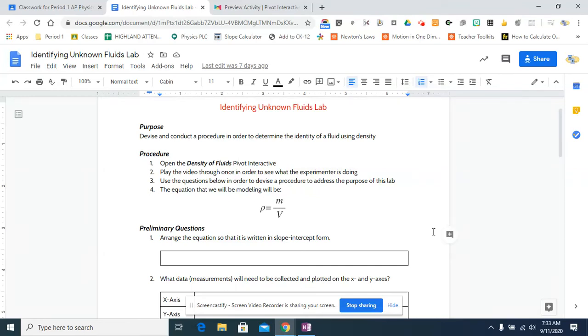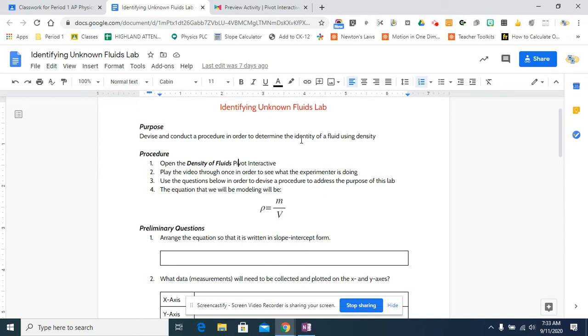Hello, Mr. Schoening here. I am looking at our lab for this week. We are doing an identifying unknown fluids lab, and we're going to use the concept of density to do this. If you look at our purpose, we see that we are going to devise and conduct a procedure in order to determine the identity of a fluid using density.